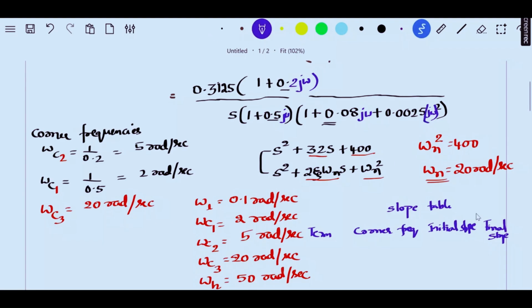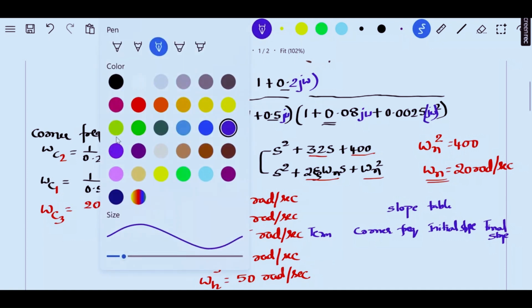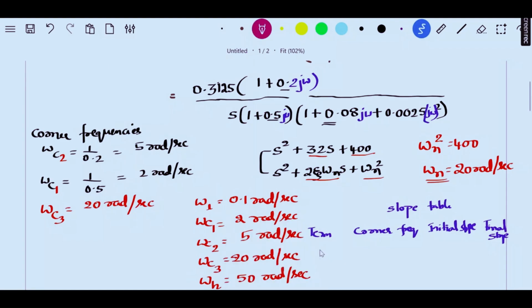Okay. So the first term will always be 0.3125 divided by j omega. The corner frequency is, initially we don't have anything, and due to one pole at the origin we have initial slope of minus 20, whereas the final slope we don't have anything initially.